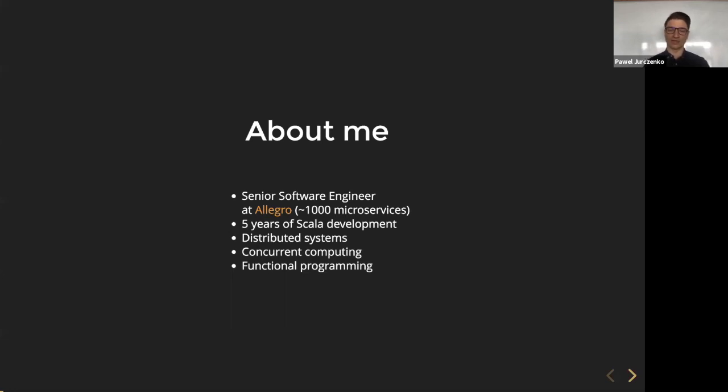At the moment, we have around 1,000 microservices. Most of them, like 90%, are JVM ones. Usually they are Java ones, then Kotlin ones, and then Scala ones. And Scala is the language I have been using for the last 5 years now, professionally. Things I'm interested in are distributed systems, concurrent computing, and functional programming.